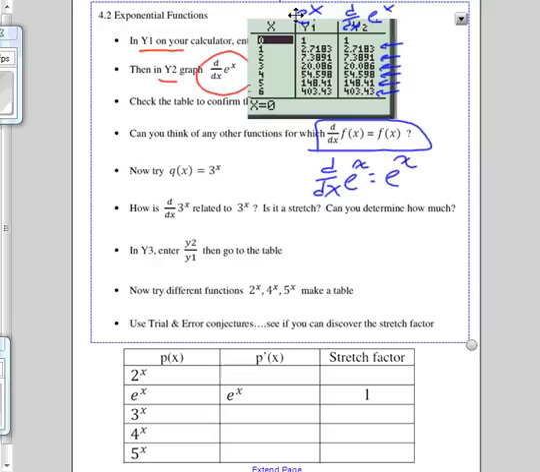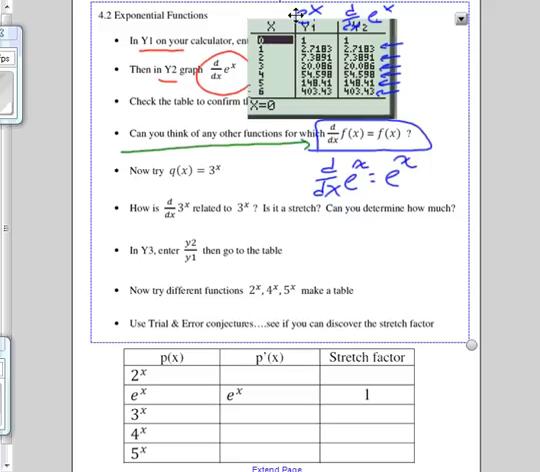And this question here: can you think of any other function for which this is true? Well, you could make some guesses and some conjectures, but let me just say that there are no other functions for which this is true. In other words, e to the x is the only function such that the derivative of e to the x is e to the x. Or in other words, it's the only function such that the derivative of that function equals the function itself.